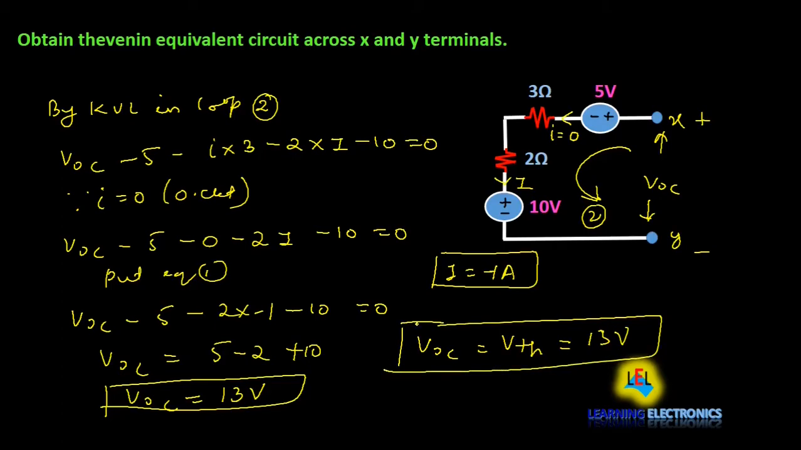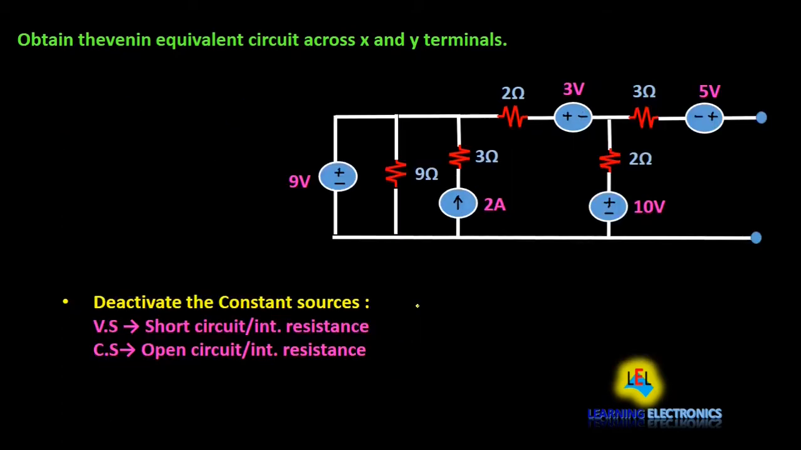Okay. Now we are going to find out the Thevenin resistance. For this we have to deactivate the constant sources. The voltage source is replaced by short circuit and current source is replaced by open circuit. So this is a voltage source, this is a voltage source, this is a voltage source, and this is also a voltage source. 4 voltage sources are given, they are replaced by short circuit, and this 2 ampere current source will be replaced by open circuit like this. We have replaced the voltage sources by short circuit and current sources by open circuit like this.